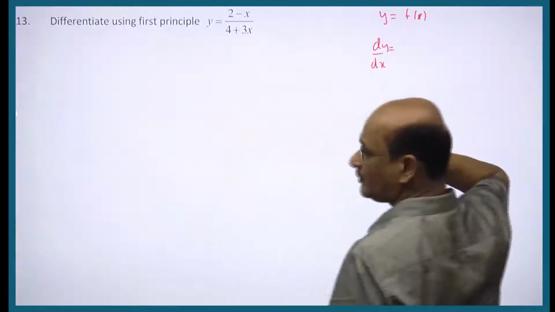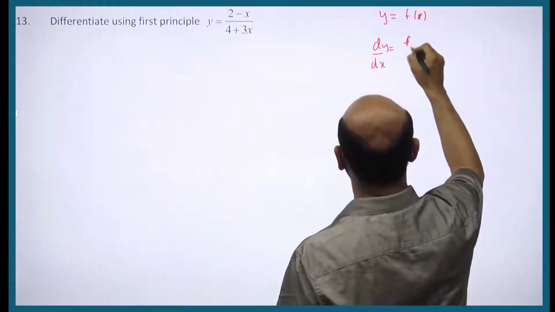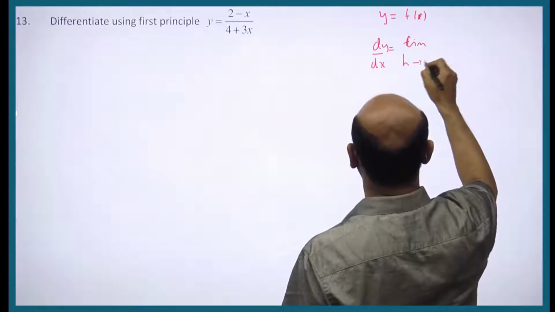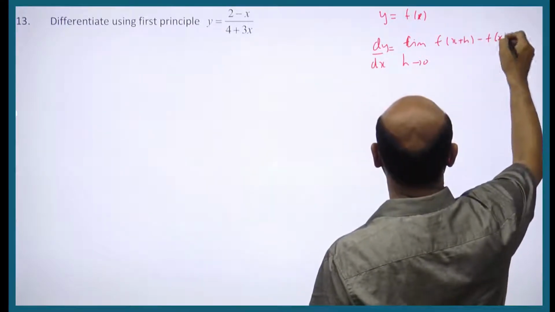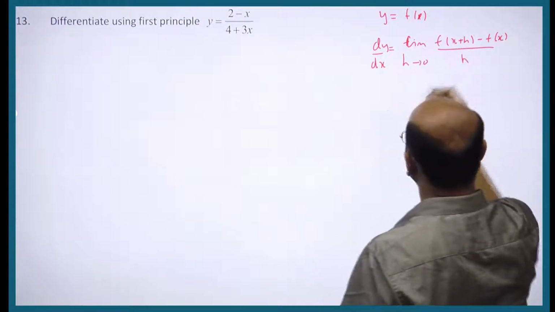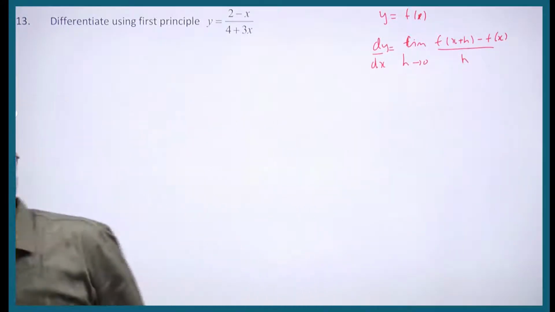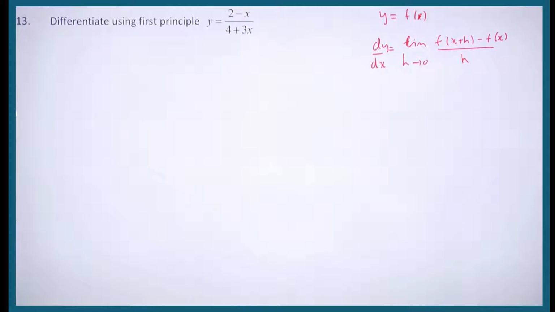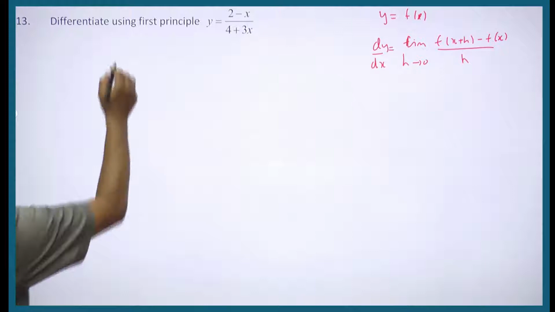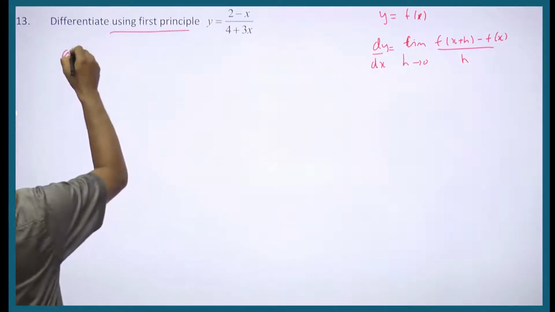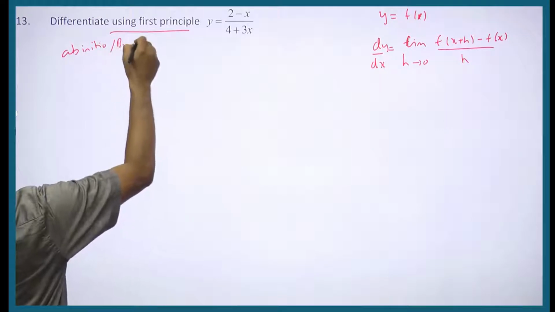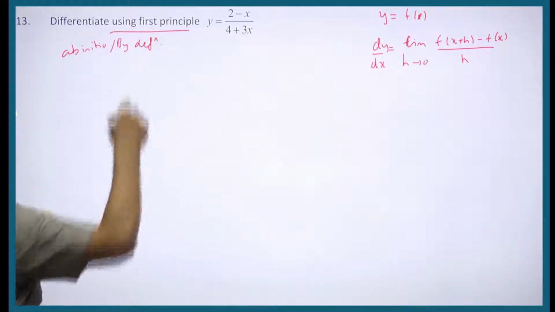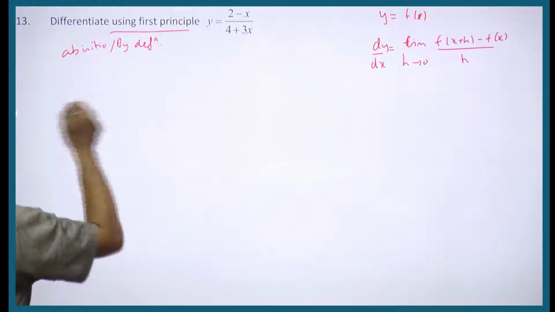It is nothing but, if you remember this, the limit as h approaches 0 of f of x plus h minus f of x, divided by h. So, if you remember the first principle, this is exactly the first principle. When I say first principle, it is also sometimes said as ab initio, or by definition. It means the same thing. Okay, so let us begin with this now.